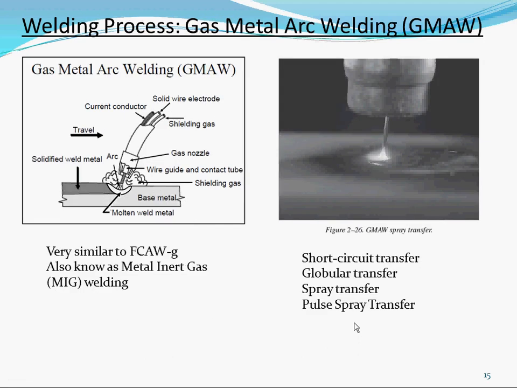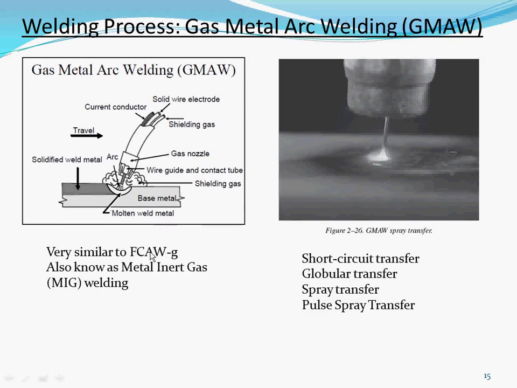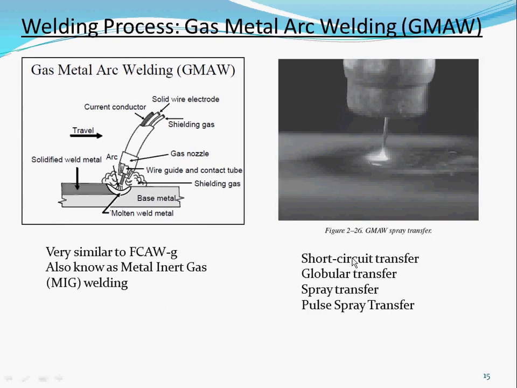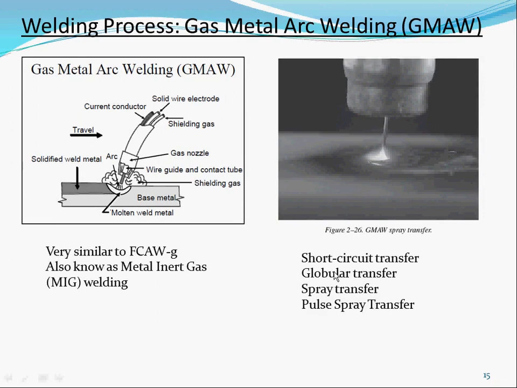Another one is called gas metal arc welding. Very, very similar to flux core welding, arc welding with a gas. When you look at it, you couldn't tell the difference at all, but it depends on the different transfer modes that they have. See that this one's not even touching. So they have the short circuit, globular, spray, and pulsed spray. Don't need to worry about that, but they just have different modes.